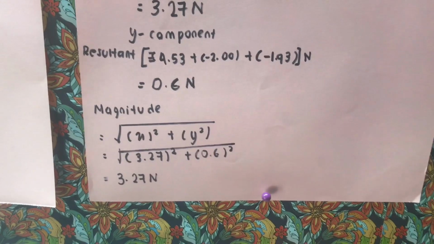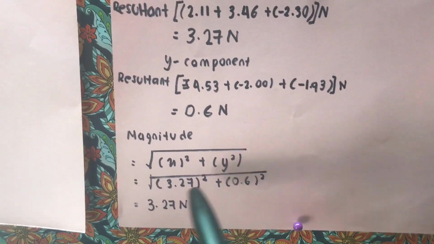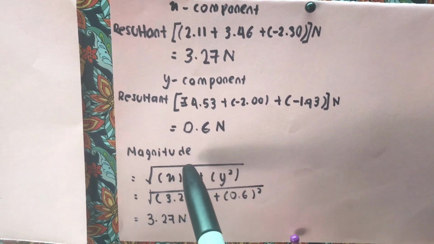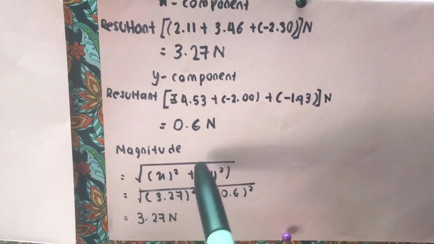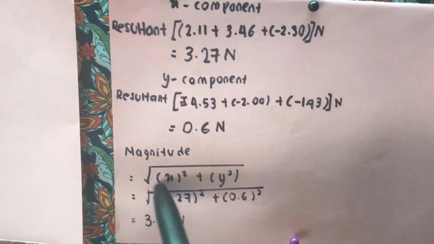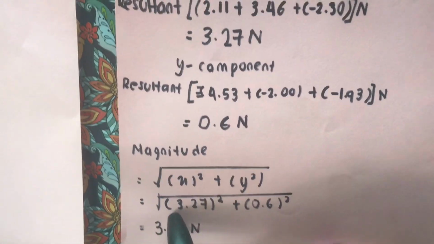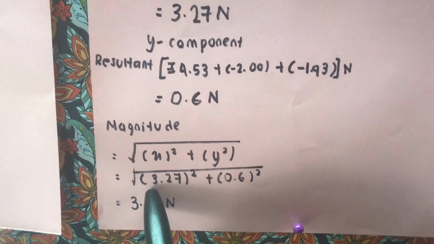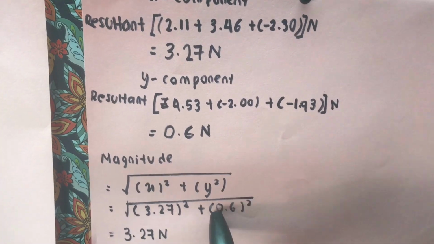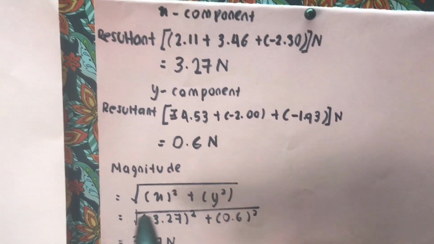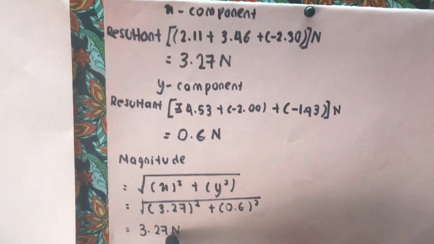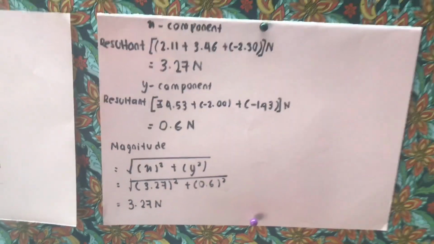And for the magnitude, as we know, we must use the formula: square root of x squared plus y squared. So 3.27 squared plus 0.6 squared, square root, we got the answer 3.27 Newton.